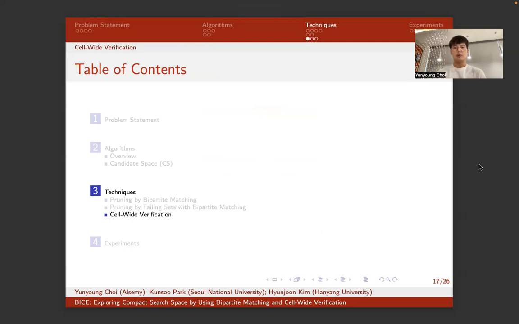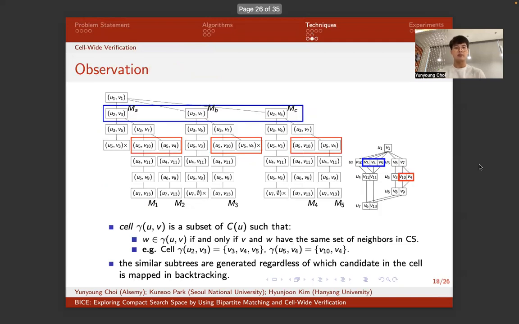Now I will introduce our third technique, cell-wide verification. Cell-wide verification is a technique that reduces the search space of backtracking by utilizing the fact that candidates with the same neighbors form similar subtrees of the search tree. First, we define the cell gamma UV, which is a subset of candidates such that candidates within the same cell share the same neighbors in the candidate space. For instance, in the example provided, V3, V4, V5 are part of the same cell represented by the blue rectangle.